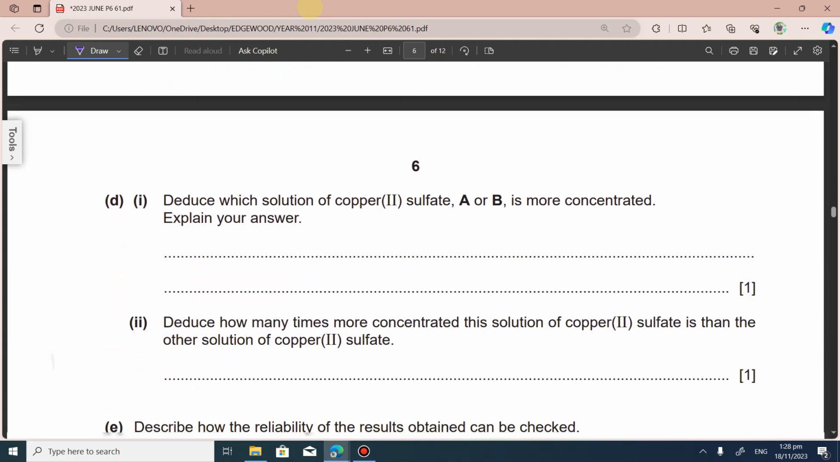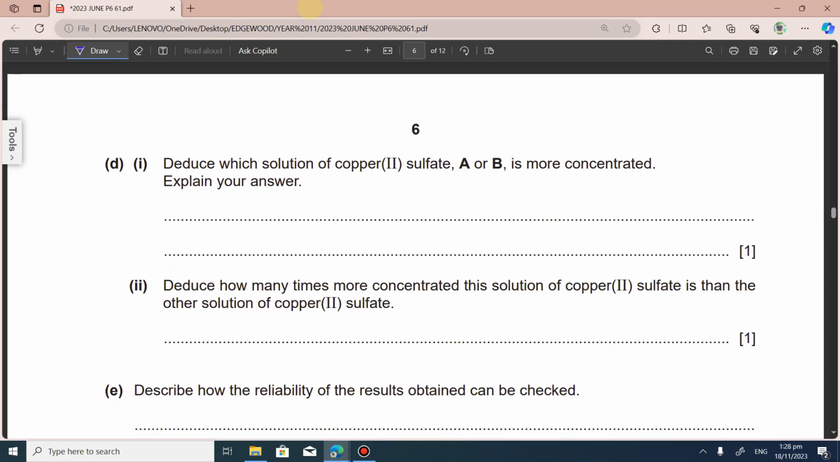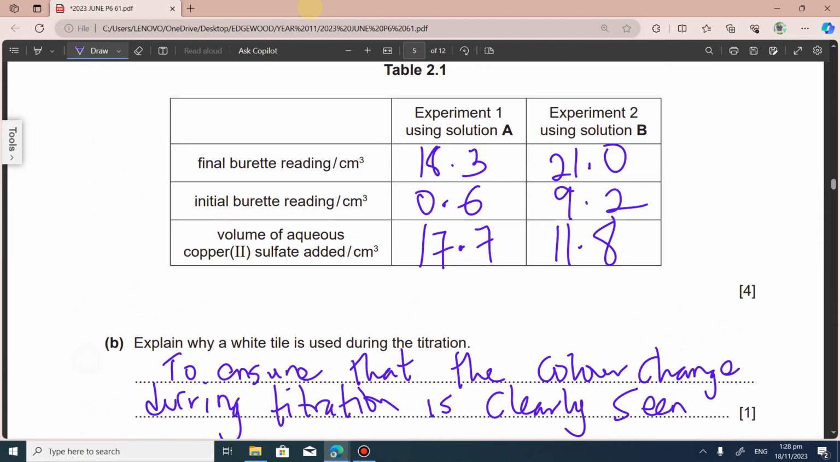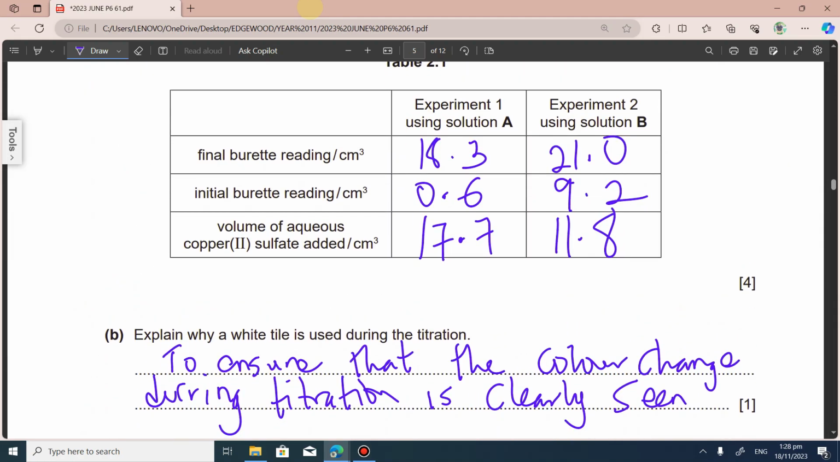All right, so moving to the next question. The dew-sweet solution of copper 2 sulfate, A or B, is more concentrated? And explain your answer. So to do this, let's go back to the table that we did. For solution A, we have 17.7, and for solution B, we have 11.8. So the one that is most concentrated is the one with the smallest titer value, which is 11.8. Because what that means is that a smaller volume is needed because it is more concentrated. A larger volume was needed because it is less concentrated.